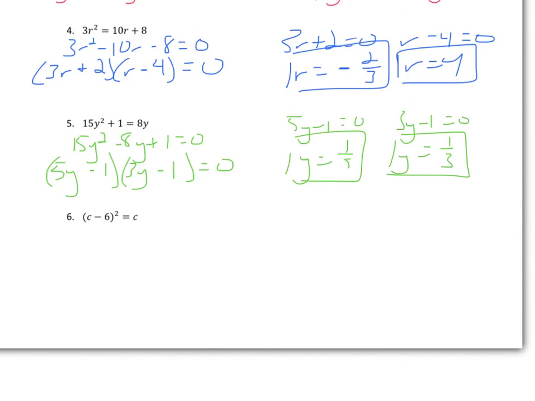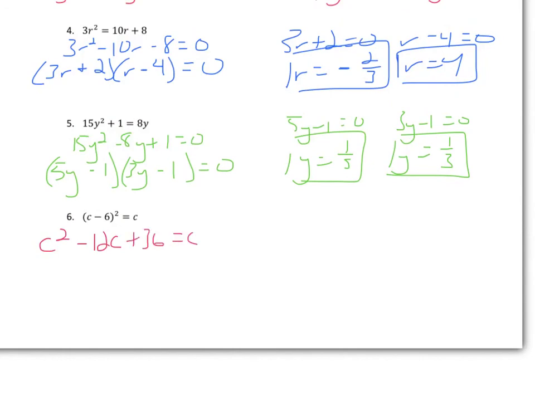Okay, so since we have c minus 6 squared equals c, right, you could subtract that c over, but you're still not going to be able to do any factoring. Okay, so instead what we're going to have to do is expand our c minus 6 squared first, and then bring the c over, and then refactor it. Okay, I know it seems like a lot of work, but it's the only way to do this problem. So c squared minus 12c plus 36 equals c.